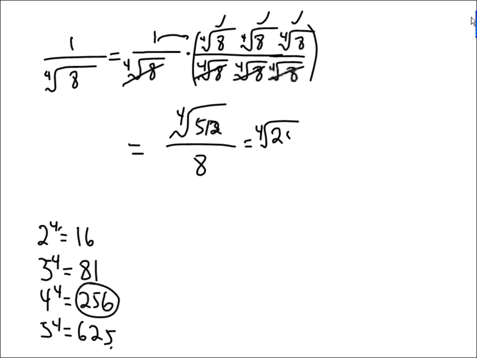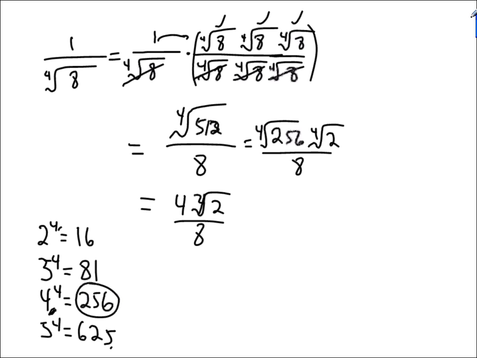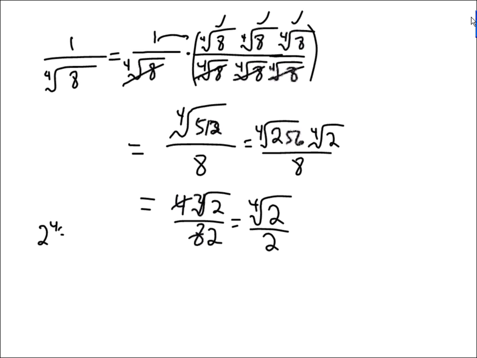That is the fourth root of 256 times the fourth root of 2 over 8. The fourth root of 256 is 4. So you have 4, fourth root of 2 over 8, and 4 goes into 8 2 times. So you get the fourth root of 2 over 2. But that was hard. No argument from you there. That was hard.